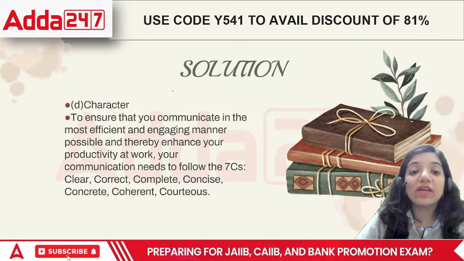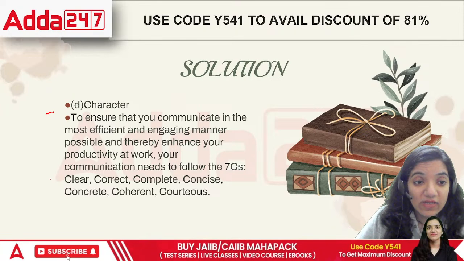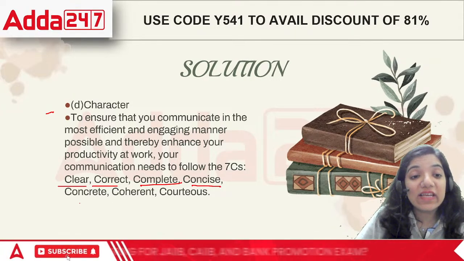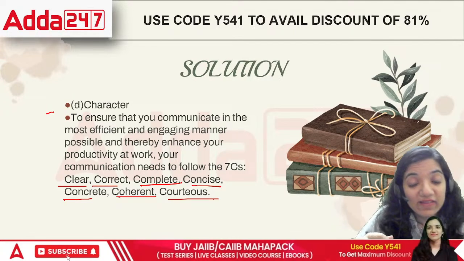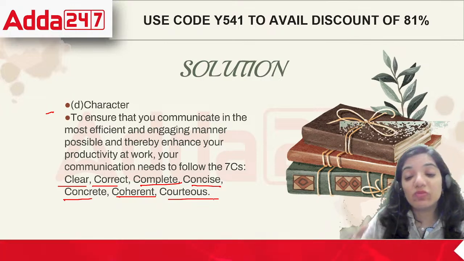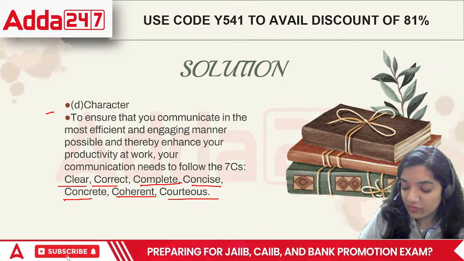In communication, there are certain essential qualities: to be clear, to be correct, to be complete, concise, concrete, coherent, as well as courteous. So these are the seven C's that are essential when we are talking about communication altogether, right? So this is the way we can specify the topic of communication.